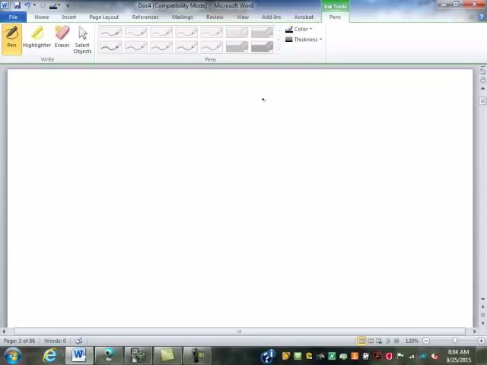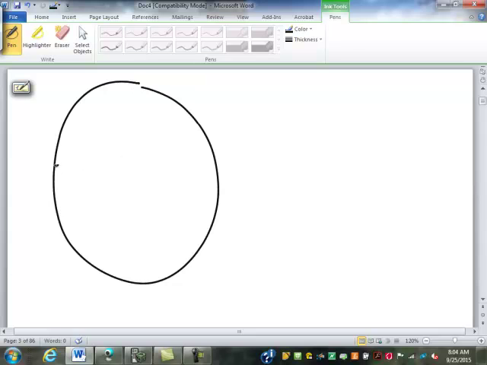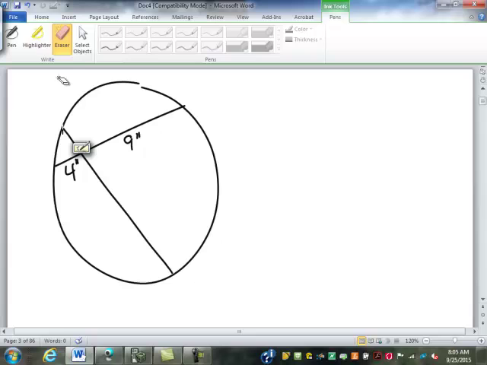Now the next little application. You'll do something that looks like this. I didn't draw my circle real well, so this is not terribly to scale. But let's say that this chord is cut into sections of 4 inches and 9 inches. This other chord is cut so that this section here is 3 inches. Can I find the length of this section? And the answer is, yes, I can.